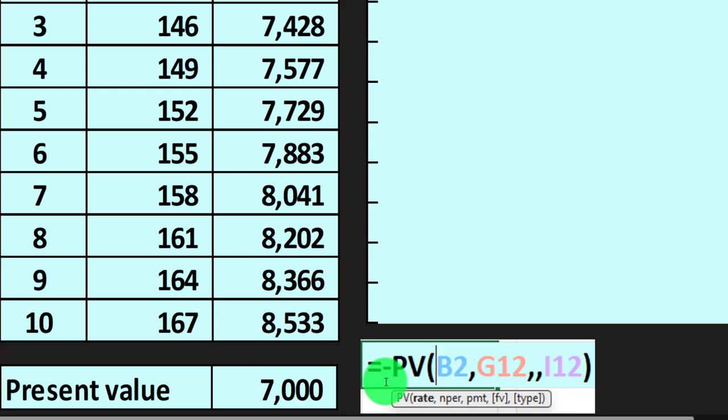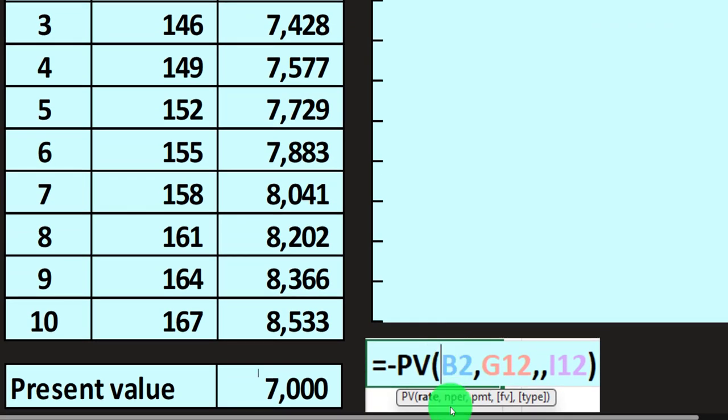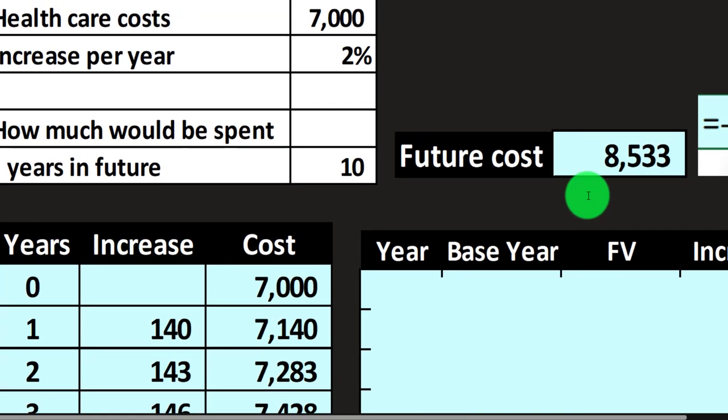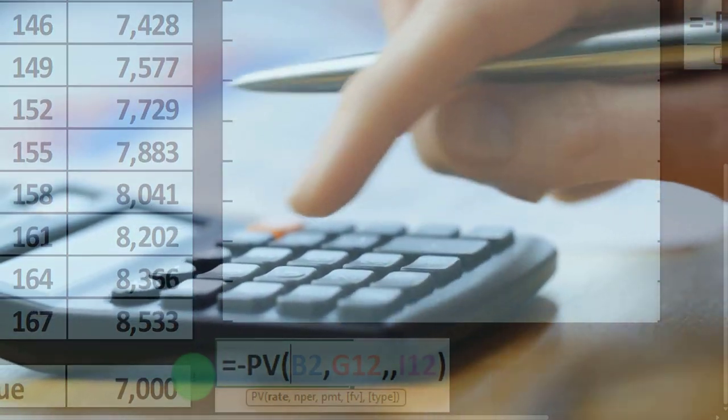Probably not the most proper way to do it, but negative present value, the rate then would be once again the 2%. That's what's being represented by B2, comma, the number of periods is going to be 10 periods, comma, two commas, because it's not an annuity. I don't want a series of payments, but we're going to present value one item. So two commas, and then I'm going to take that end number, which is the 8,533, that gets us back down to the 7,000. So it's kind of the opposite of the future value calculation. If I present value that back, then I get back to the 7,000.